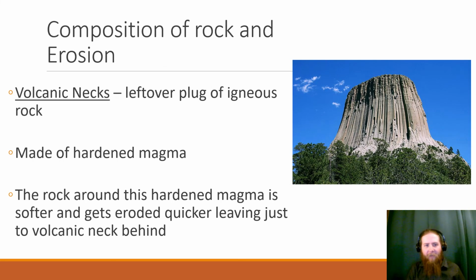So, some more on composition of rock. Volcanic necks. This is a volcanic neck here on the right-hand side. This is a leftover plug of igneous rock that was made of hardened magma on the inside of a volcano. The rock around this was softer and got eroded quicker, just leaving this piece left over.